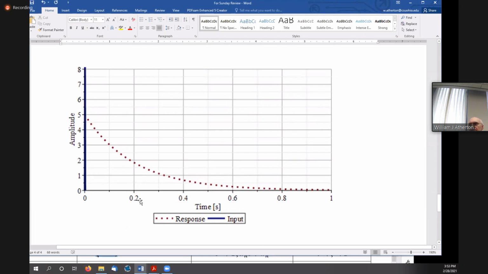What's the time constant of this system? Assuming it's first order response. What's the time constant? A couple ways you can do this.